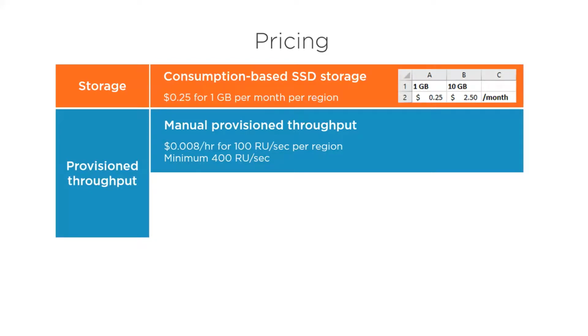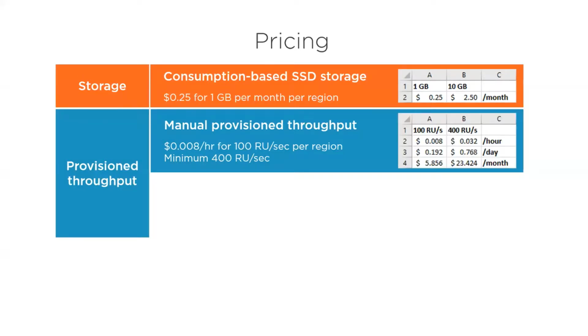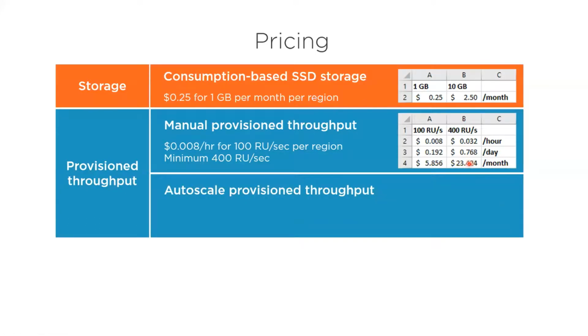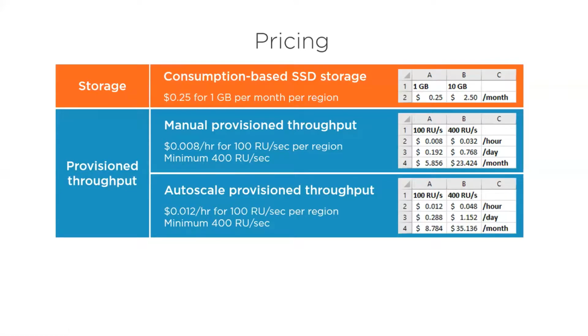So you're going to pay 0.008 dollars per hour for every 100 request units per second per region, but we're not globally distributed yet. And the minimum is 400. So if you do the math, it comes to about $24 a month for 400 RUs a second. Okay. Autoscale, like I said, costs 1.5 times as much.